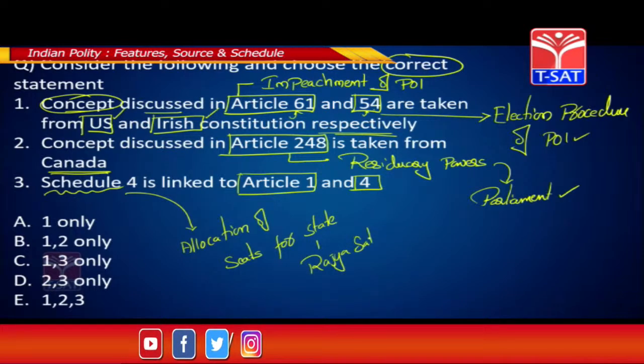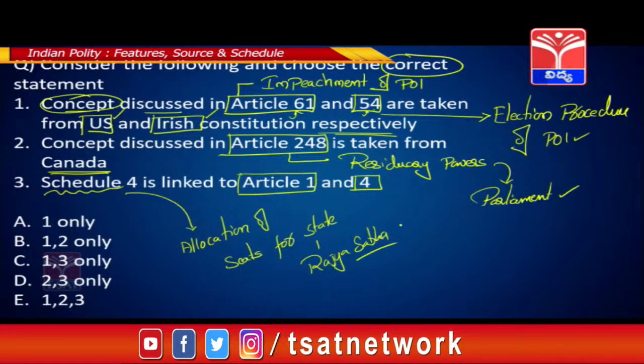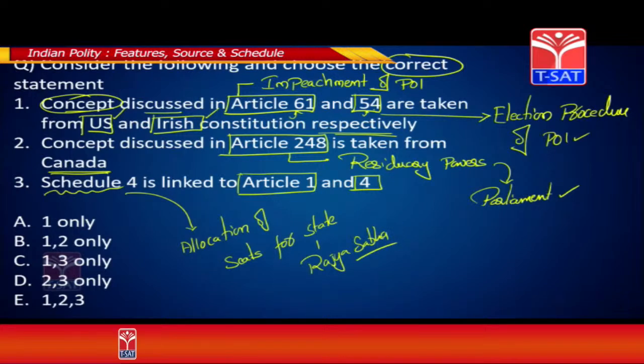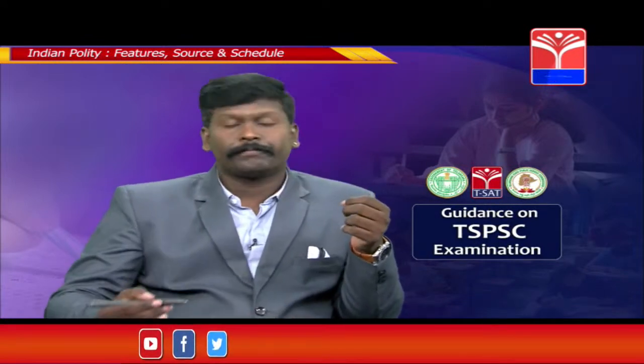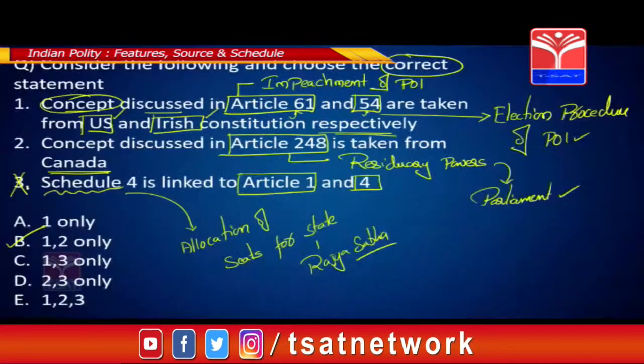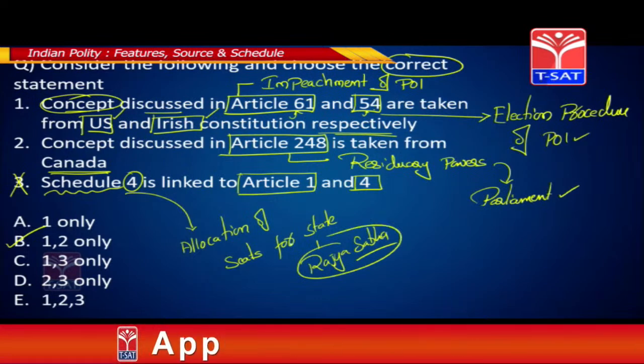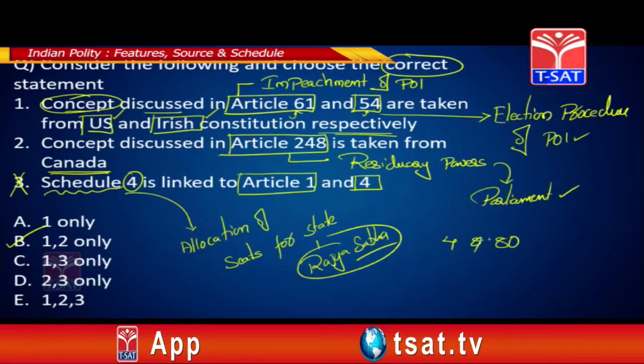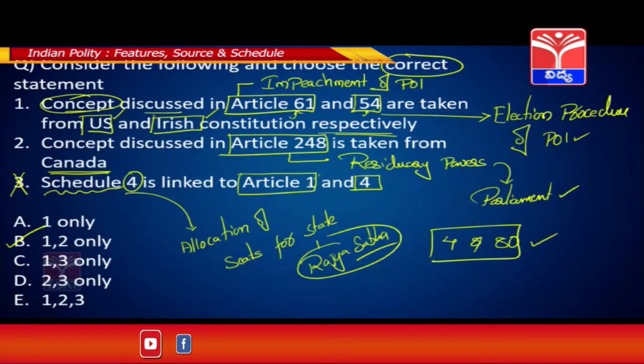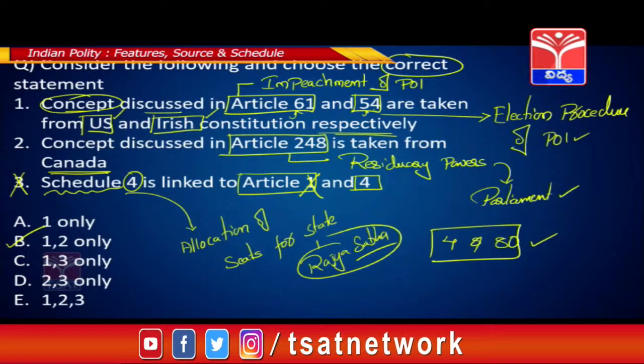In Rajya Sabha. Now, can anyone guess the answer? Come on, try to guess it. I have explained all the statements in detail and I want you guys to explain. If you ask me what is the correct answer, answer is B. Third statement is wrong because Schedule 4, as it talks about Rajya Sabha, is linked to Article 4 and Article 80. So answer is B, 1, 2 only.